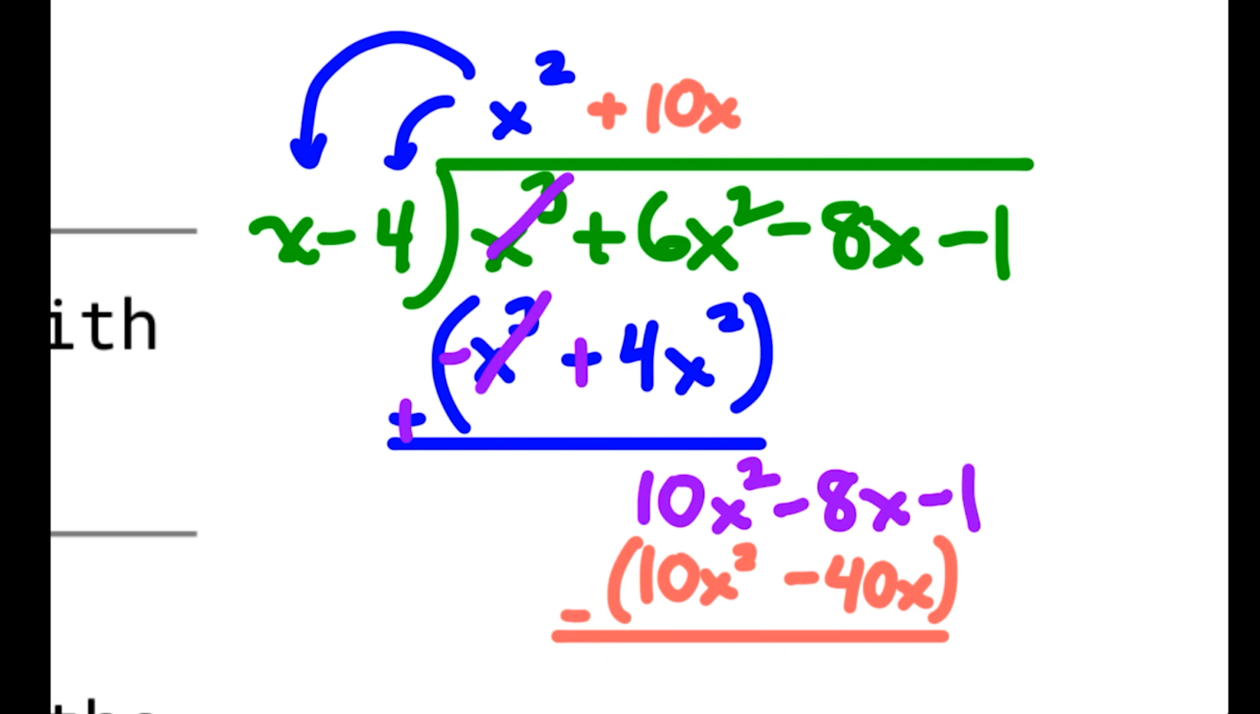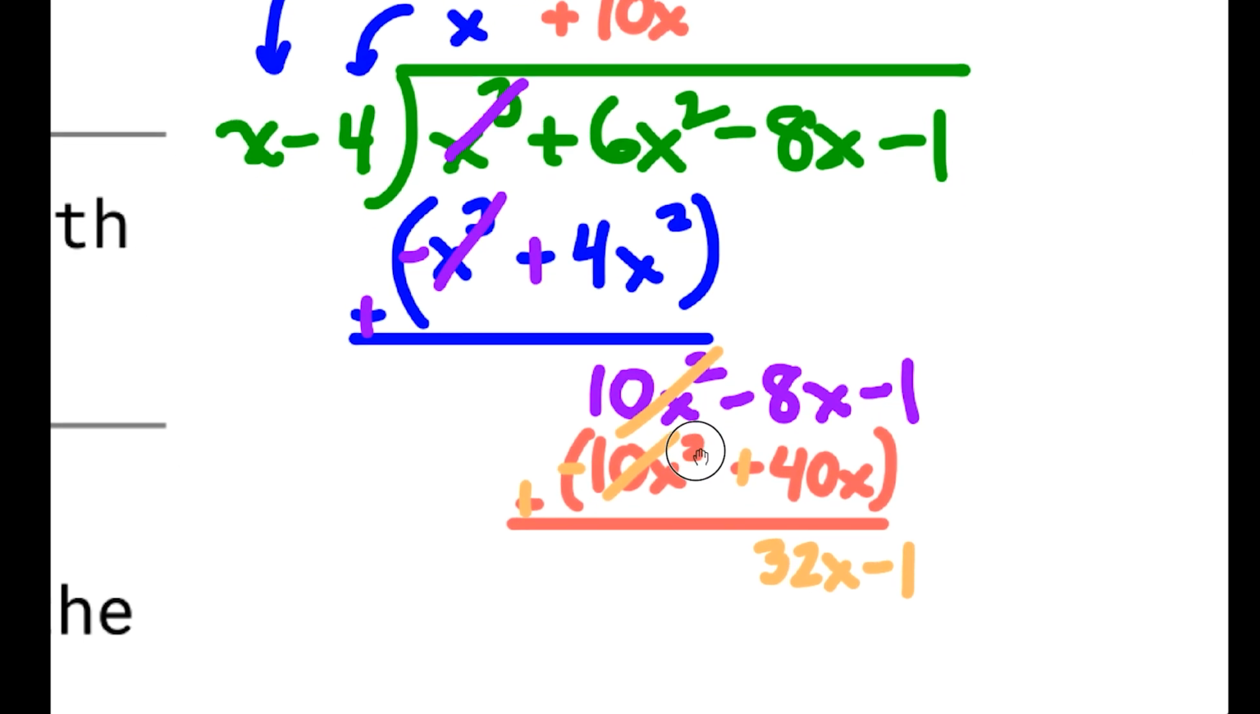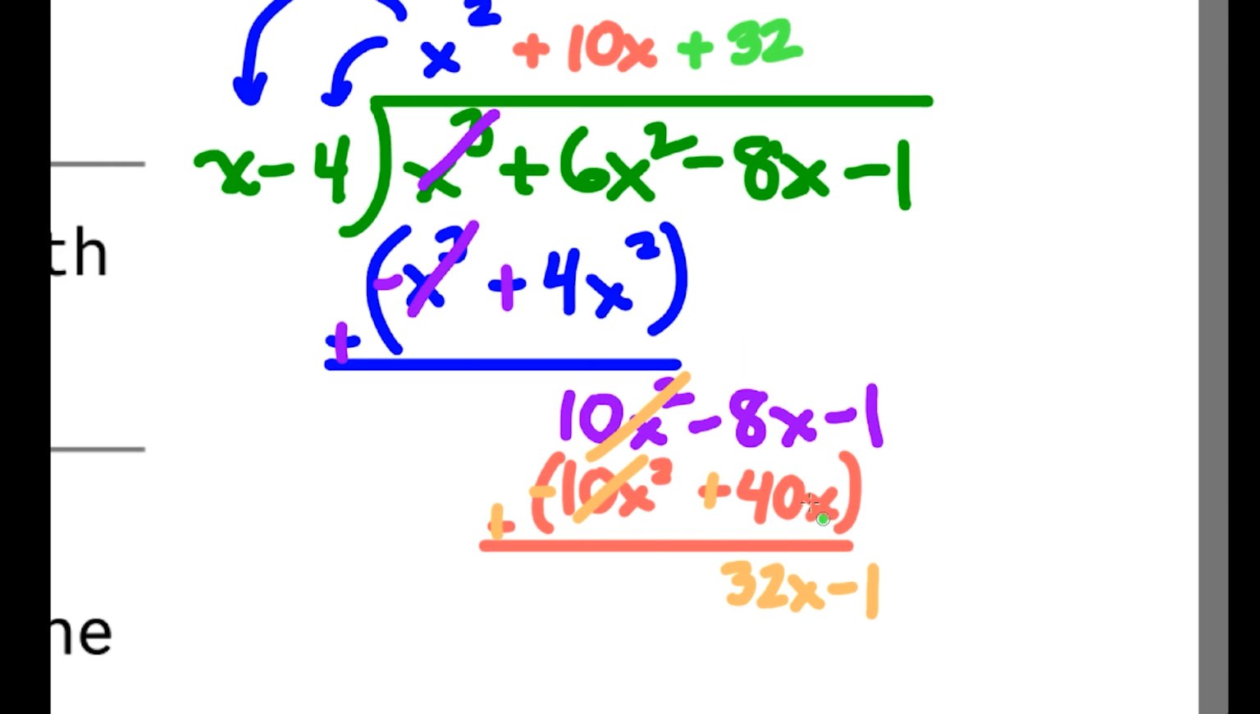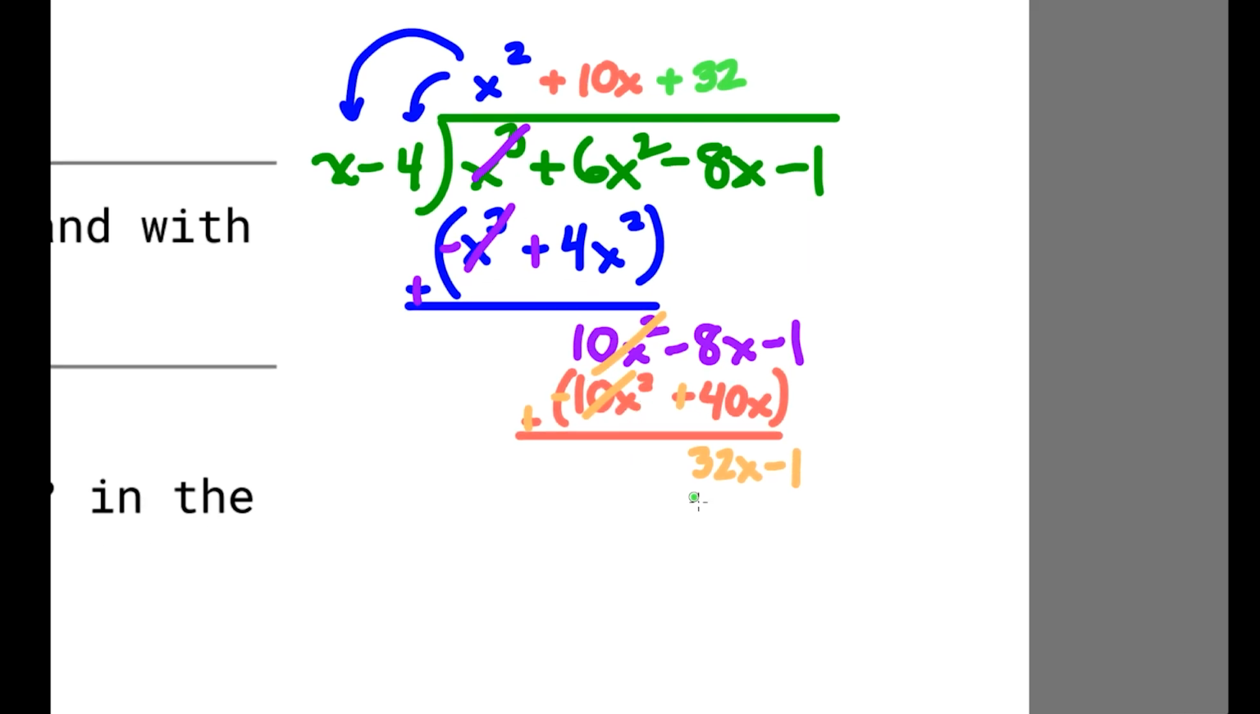Okay. So this is going to cancel, and then you're left with 32x minus 1. Okay. Then you have to think, what do you multiply the x by to get 32x? Well, you'd be multiplying it by 32. So then you're going to get 32x minus 128. And you have to subtract this whole quantity right here.